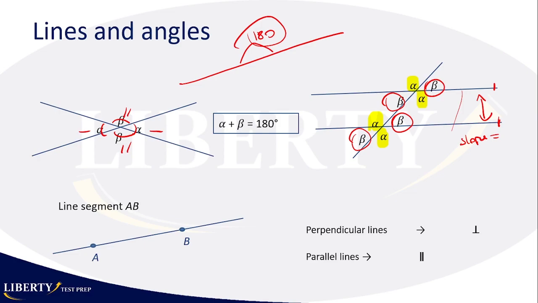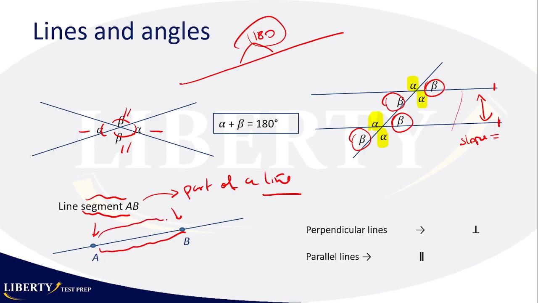All right. Now, line segment AB. When they say segment, basically they're saying that they are taking one part of a line, because the line is infinite. Now a segment is not infinite, and a segment is defined by 2 points. So basically it's this segment here, which is one little piece of the whole line.